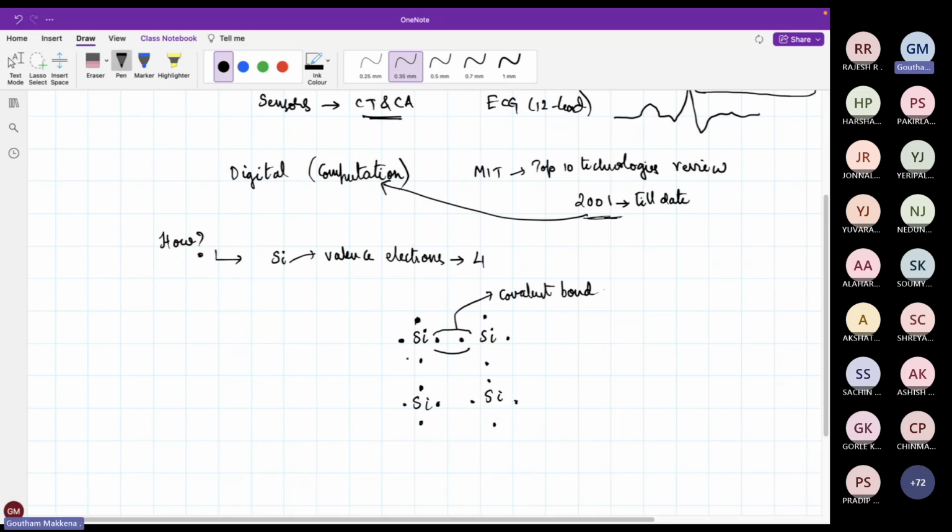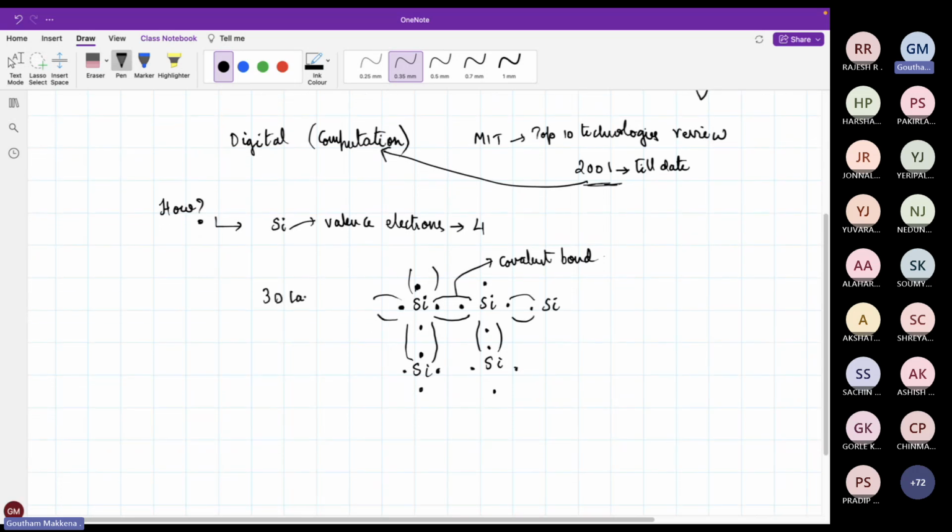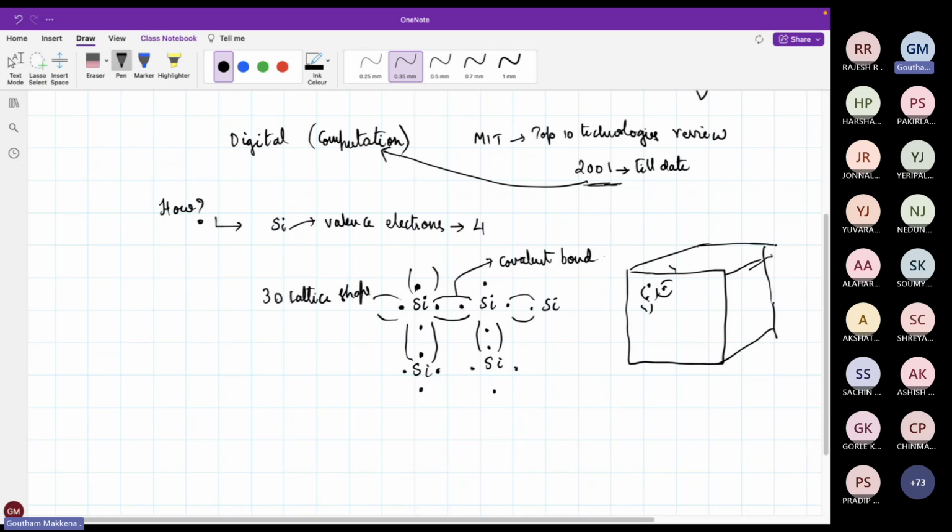Typically, each silicon atom forms these covalent bonds with four other silicon atoms. This forms a nice 3D lattice shape, like a cube, and the silicon atoms are nicely arranged in this lattice, with silicon forming covalent bonds in all directions. This is called a lattice or a crystal.